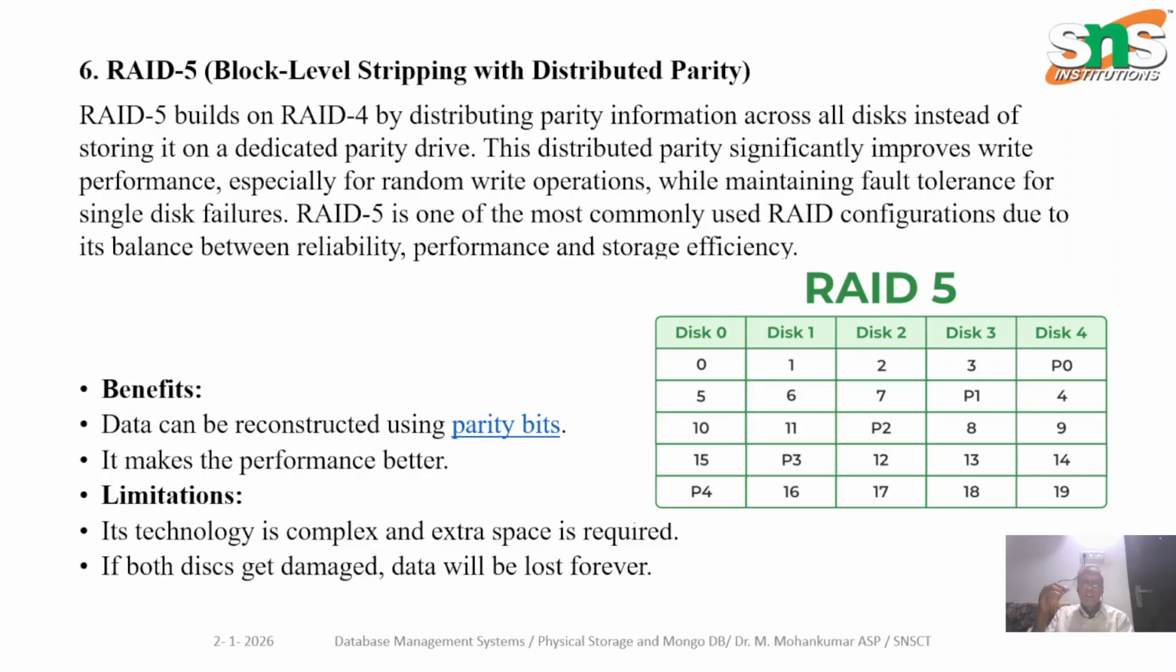Benefit: data can be reconstructed using parity bits. It makes the performance better. Limitation: its technology is complex and extra space is required. If both disks get damaged, data will be lost forever. But what will happen in CCTV footage? Whenever an object is detected, it will record; otherwise, it will not record. We have various places where it is possible to fix the CCTV camera. With the help of that, we will try to reconstruct the information also. So this is the concept we implemented in RAID 5.